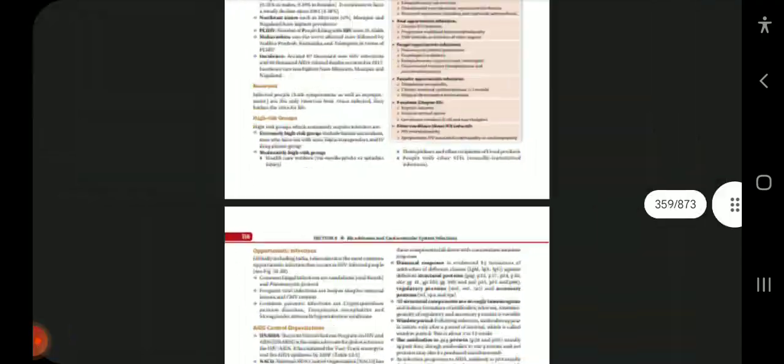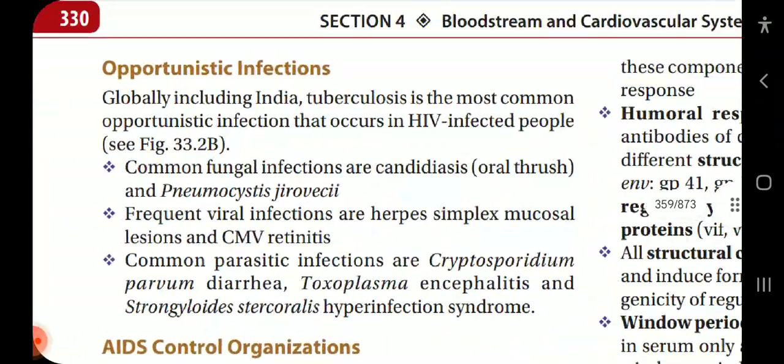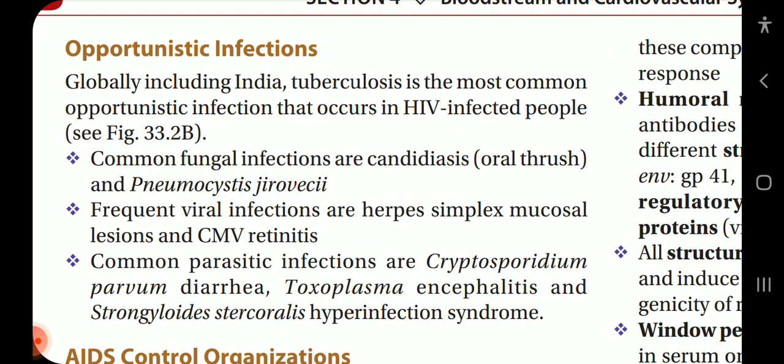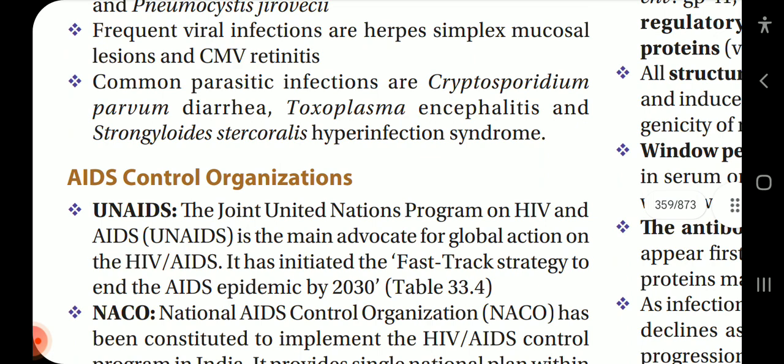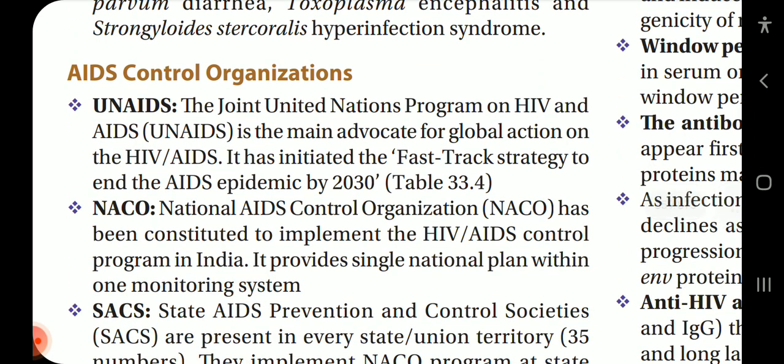Next comes the opportunistic infections. Globally, including India, tuberculosis is the most common opportunistic infection that occurs in HIV infected people. Common fungal infections are candidiasis, oral thrush, and Pneumocystis jirovecii. Frequent viral infections are herpes simplex mucosal lesions and CMV retinitis. Common parasitic infections are Cryptosporidium parvum diarrhea, Toxoplasma encephalitis, and Strongyloides stercoralis hyperinfection syndrome.